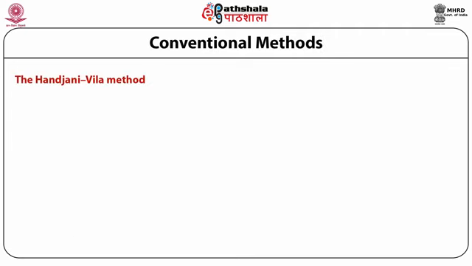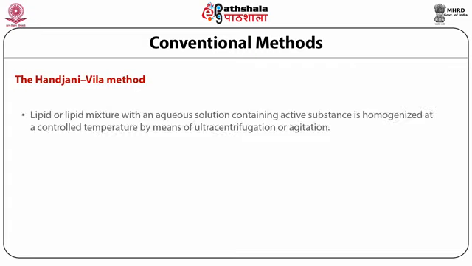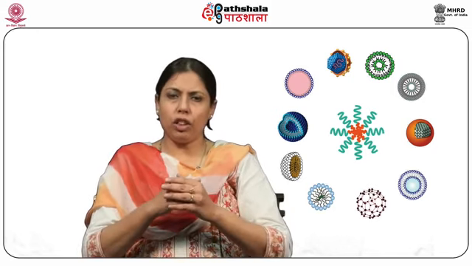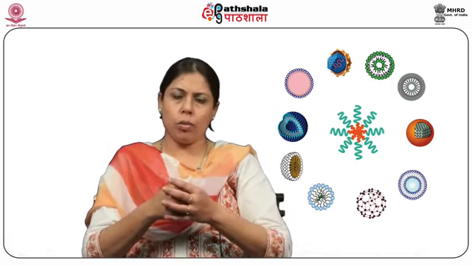Hand-jani-Villa method. It is the oldest method for preparation of neosomes. Here, lipid or lipid mixture with an aqueous solution containing active substance is homogenized at a controlled temperature by means of ultracentrifugation or agitation. Now, the novel methods which are used to make neosomes.